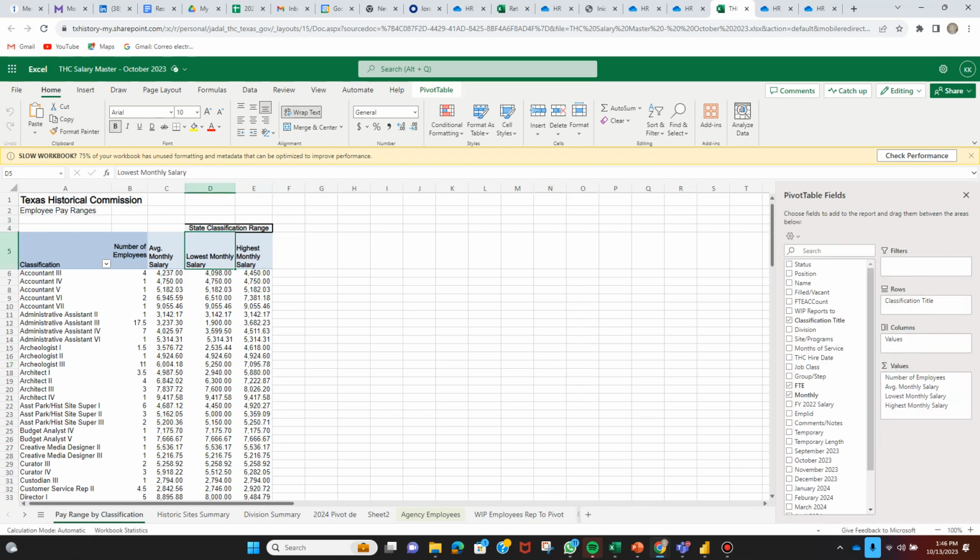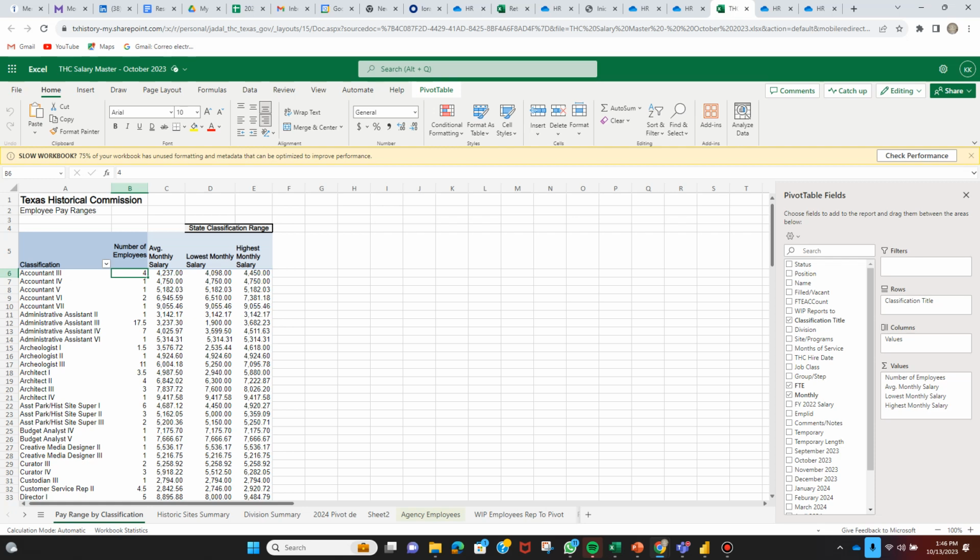Okay, got it. So this is the SAO, the State Auditor's Office. This is their lowest and then the highest for that particular classification. And so for Accountant 3, we have 4 people and our average is 4237. This would be a good idea of where we could see some of our deficiencies are.